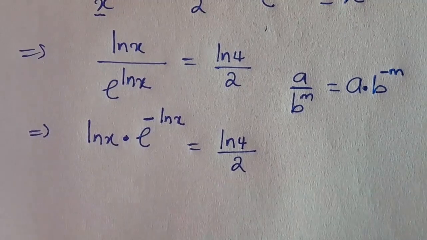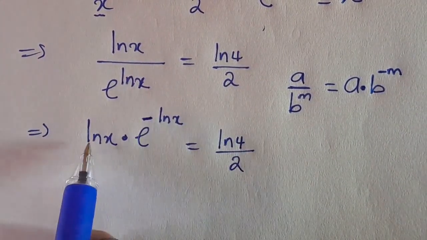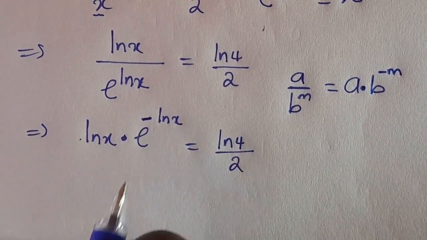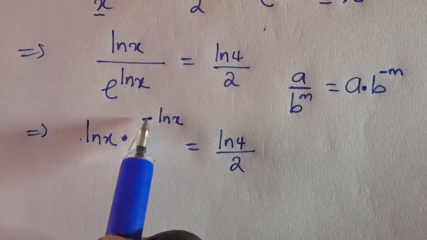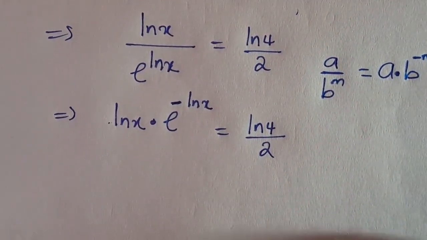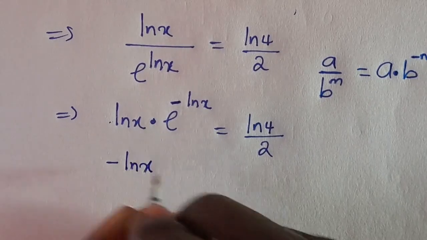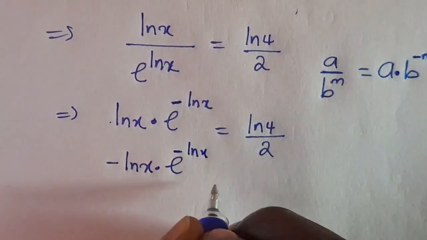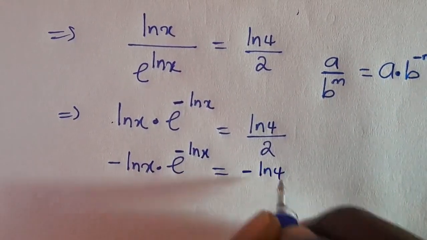Now, one thing is, when we take a look at the power here, we have minus, but when you look at the base e, we have it to be plus. So to make the power and the base the same, we have to multiply this one by minus. By multiplying through by minus, we have minus ln of x times e to the power of minus ln x equals minus ln 4 divided by 2.